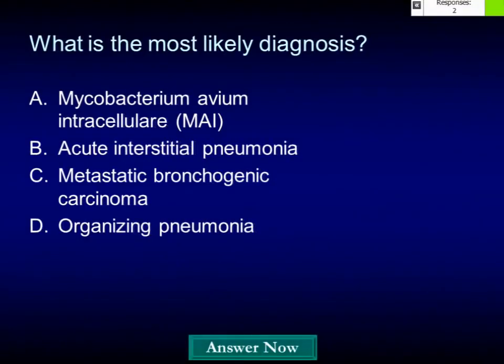So what is the most likely diagnosis here? Is this MAI, acute interstitial pneumonia, metastatic bronchogenic carcinoma, or organizing pneumonia? Please vote.